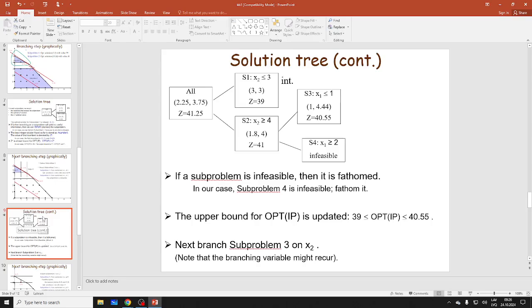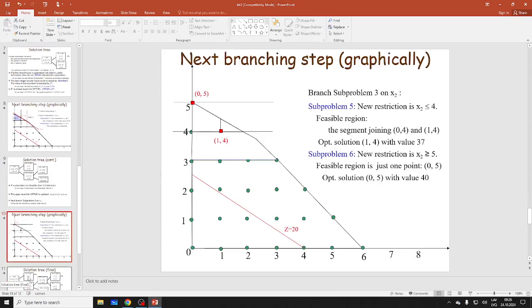So now we're almost done. We'll get to here, and I only have 2 areas to check: 4, 0, 5, and 1, 4. So this problem here, or rather this one here, 1, 4, has 2 possible solutions: 0, 4 and 1, 4. Again, we get a linear solution with integer values, but the value is 37. 1, 4 gives you 37. So ironically, the optimal solution comes out to be 0, 5 with value 40.